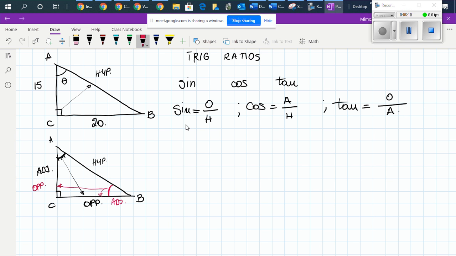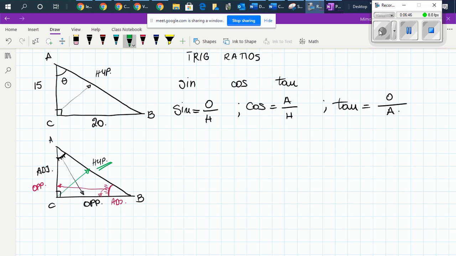As you see here, it depends on where we are standing. If we are standing at angle A, then opposite will be the adjacent of angle B, and adjacent will be the opposite of angle B. And this is what I mean when I say that the opposite and adjacent switch sides depending on which angle you are standing at, versus the hypotenuse, which is always the hypotenuse.